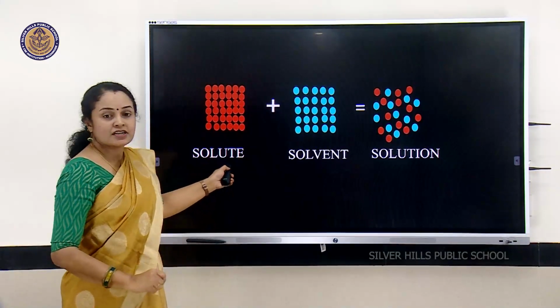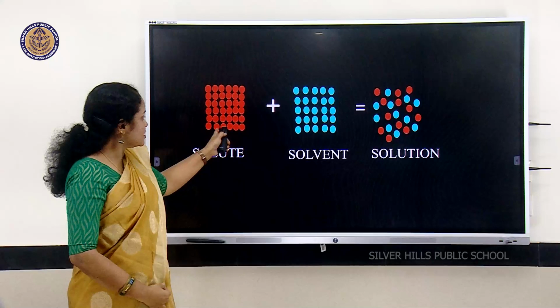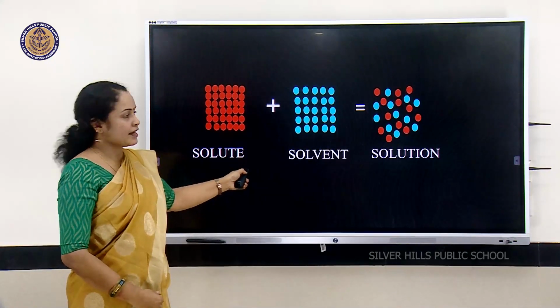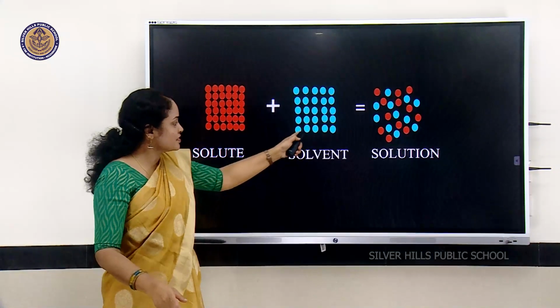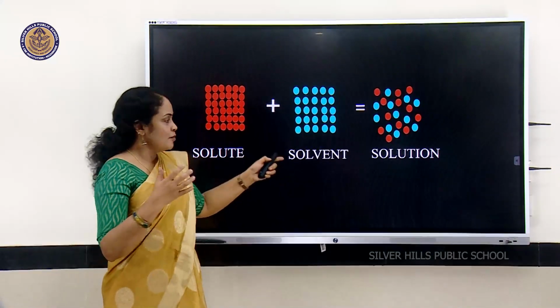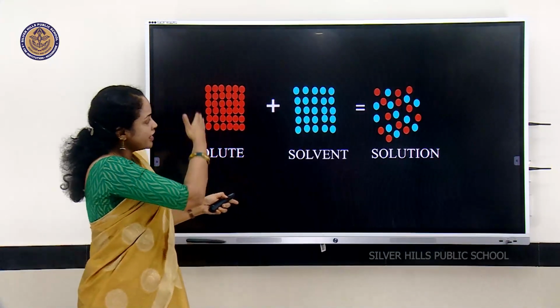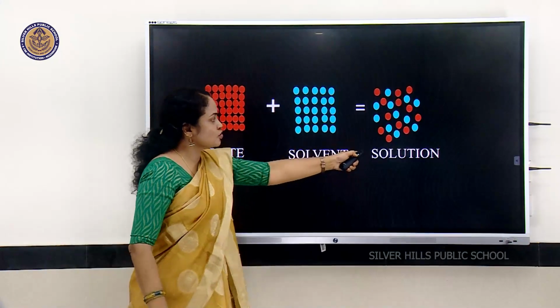Here these are the particles of the solid. That means they have little space in between, they are very closely packed. When it gets mixed with the solvent, which is the water, what happens? It is green in color. This is just a picturization of this. Then when they come together, they become the solution like this.